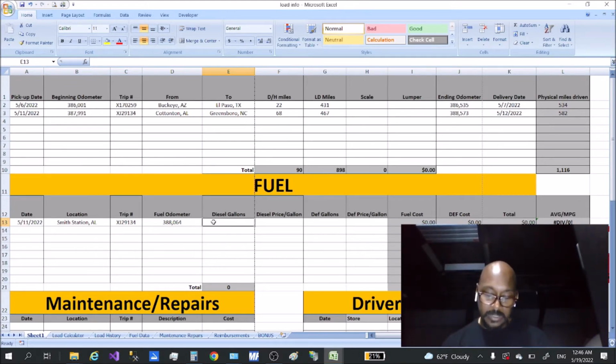The diesel gallons is 60. I put 60 even, and the price was $5.589. Okay. My DEF was 4.652.